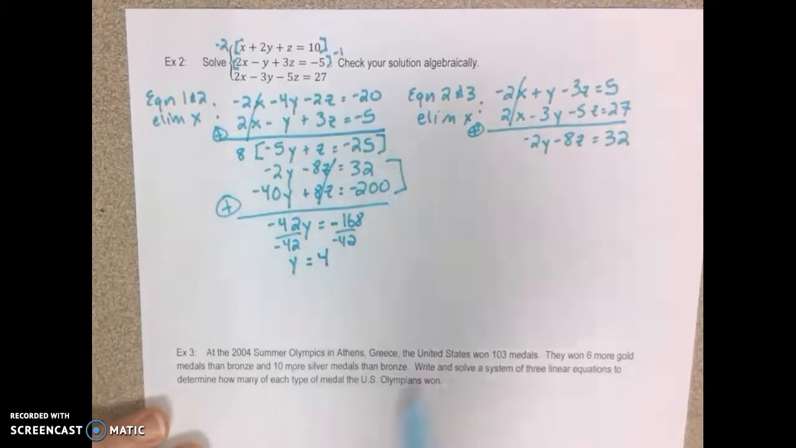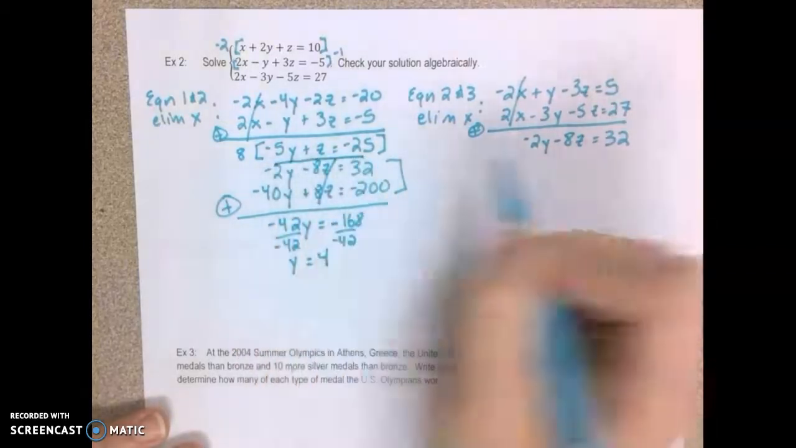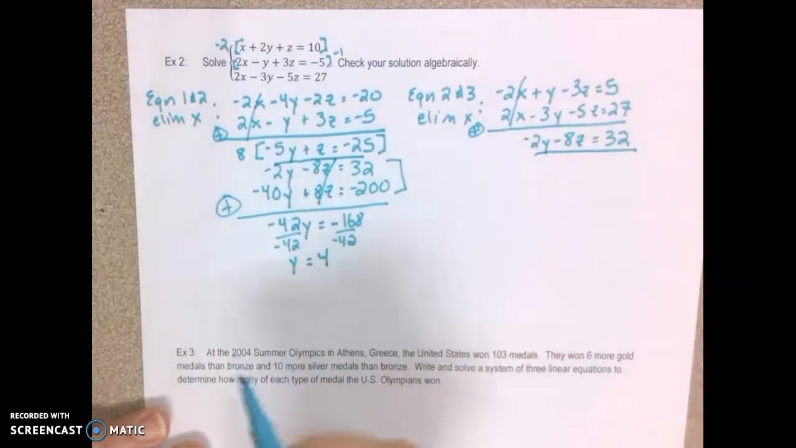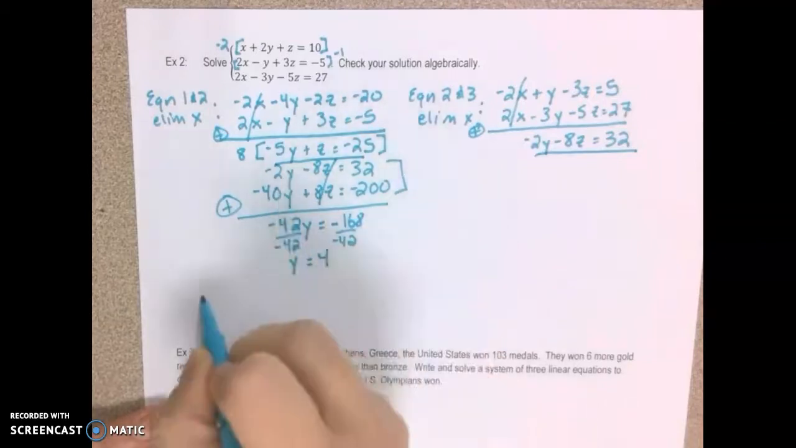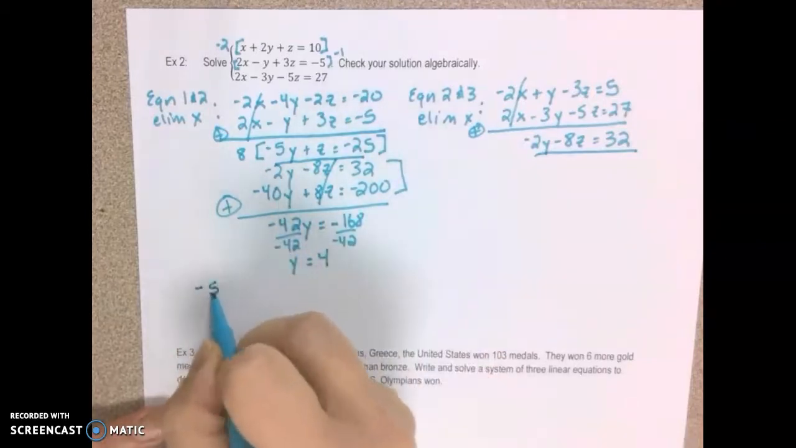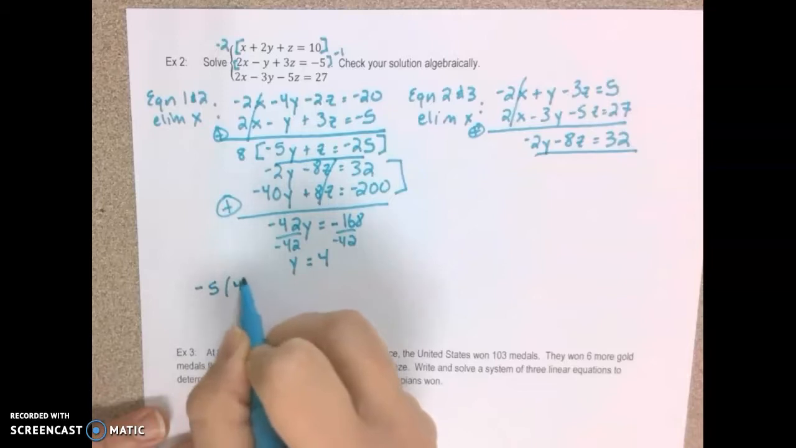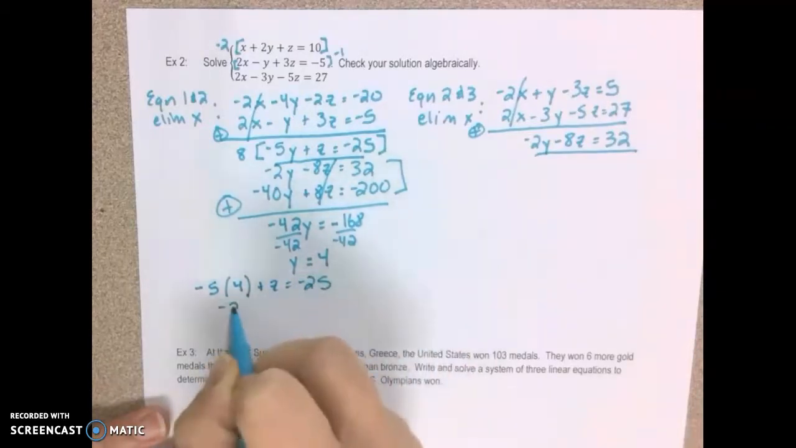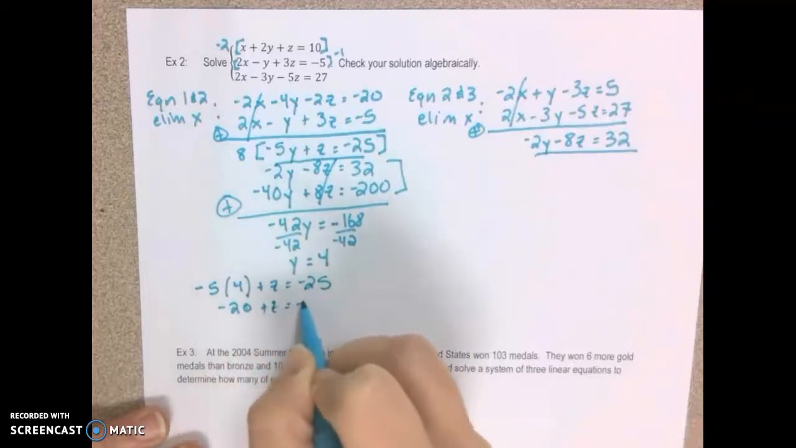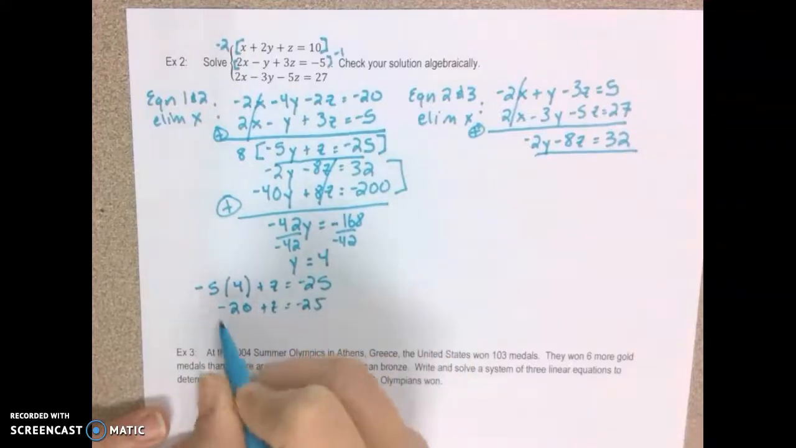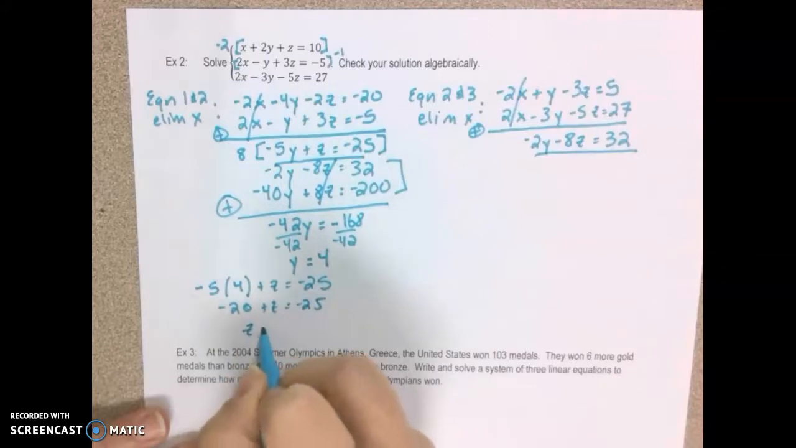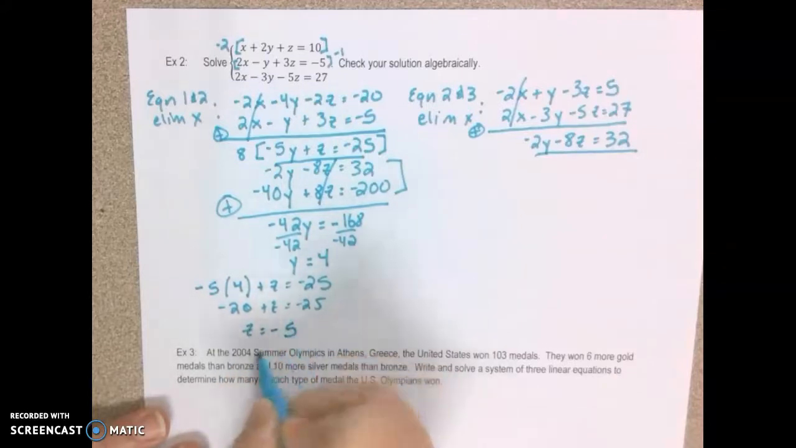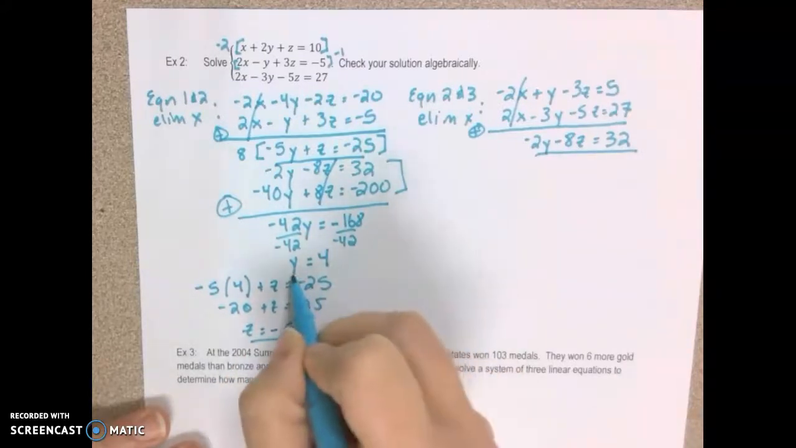Now we'll pick one of these equations, either this one or this one, and plug in our y value. So I'm just going to plug it into the first one we found. So negative 5, instead of y, we're plugging in 4, plus z equals negative 25. So negative 20 plus z equals negative 25. Add 20 to both sides, and z equals negative 5. Now I know z, and I know y.